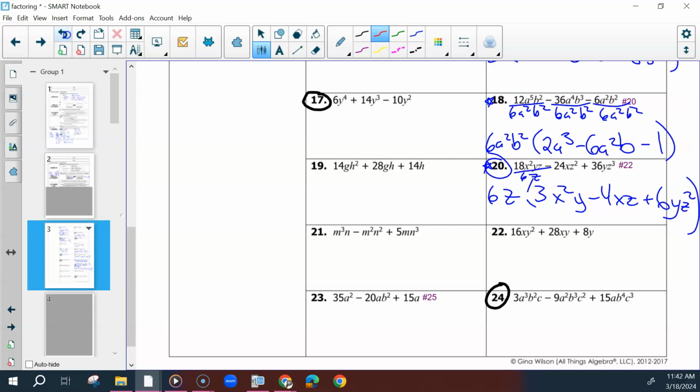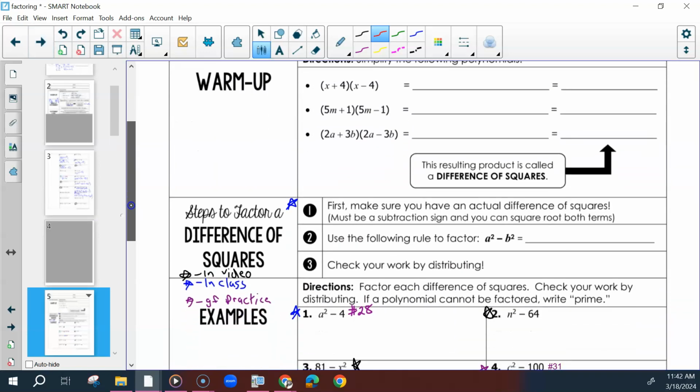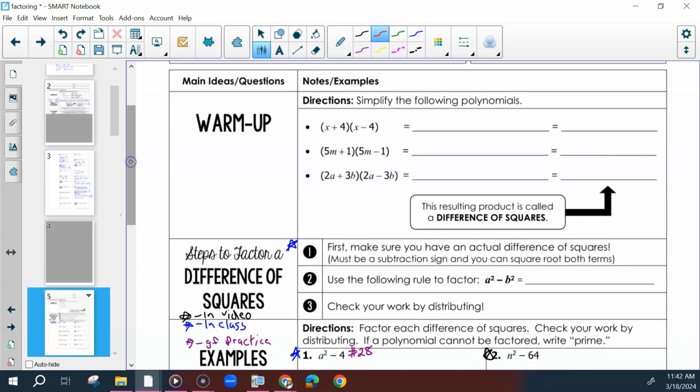So factoring by GCF is like the second easiest way to factor of all of your factoring methods. The first is what we're going to do next. So go to this page. We're going to do a warm-up first and then talk about how to do the process and then jump into some of these, then have time to practice.